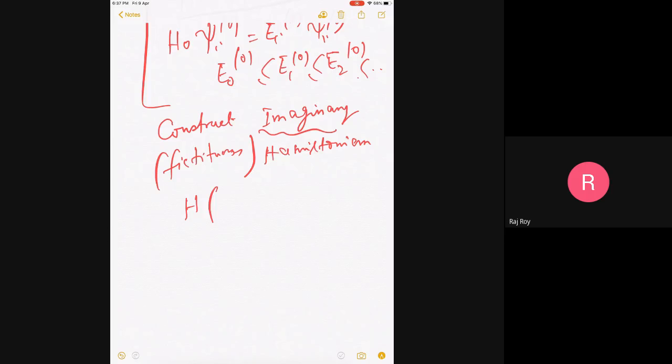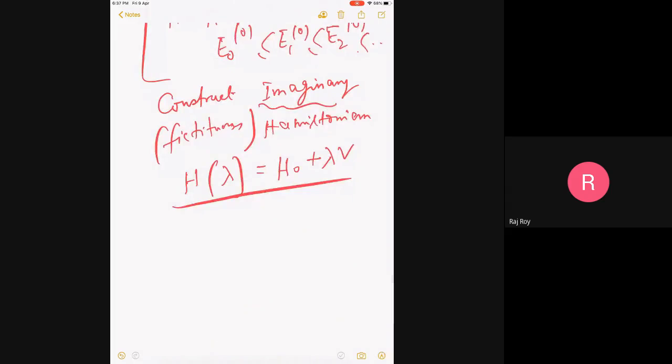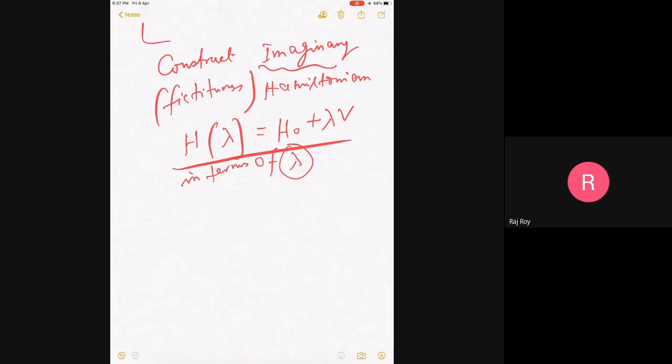Which is of this kind. H of lambda, where lambda is now a parameter, which will be defined as H naught plus lambda times V. So I define a fictitious Hamiltonian, which is not the physical Hamiltonian, in terms of a lambda, which will have a great significance in perturbation theory. In fact, this will be what is called the order parameter. We'll come to that later. So right now I'm defining a Hamiltonian, which is H of lambda is H naught plus lambda V. Lambda is a parameter.